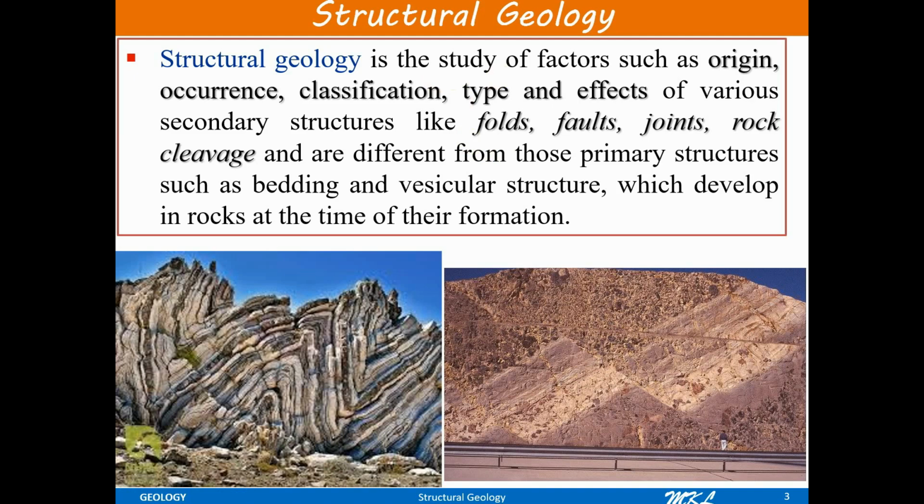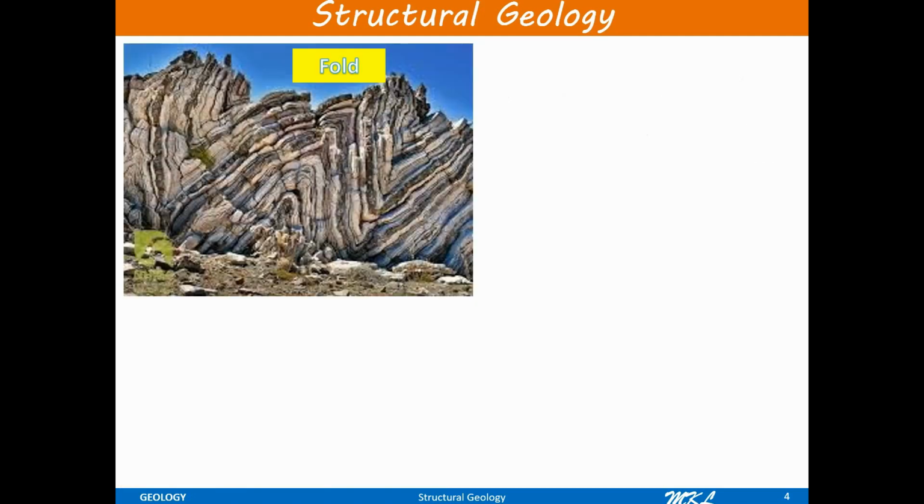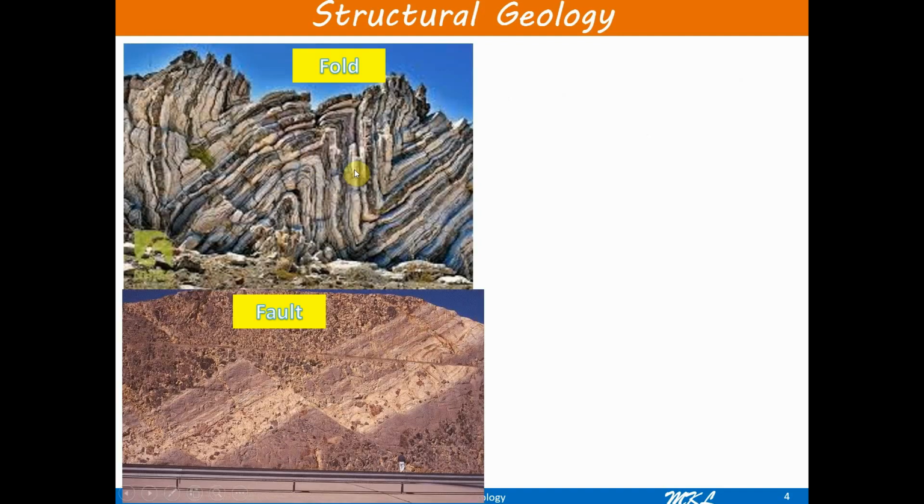So what are the various secondary structures? What is the primary structure? Primary structure means structure formed when the rocks are forming. Why secondary structures? Because they developed after the origin of the rock. What are the secondary structures? Folds, faults, joints and rock. This is a fold, the folded rock. I have already discussed how folds are generally developed. Fault I have also discussed. Have you seen the fault line? This is the fault line.